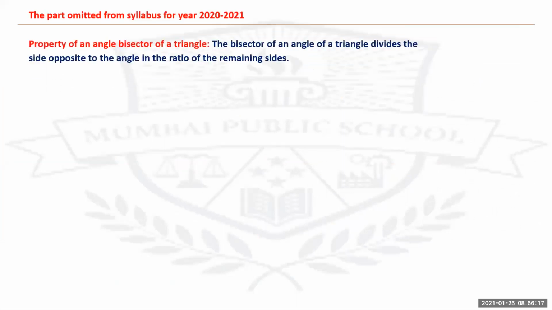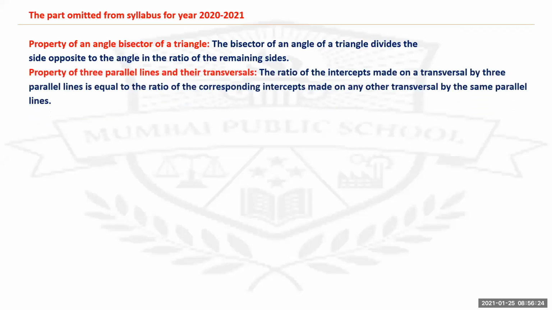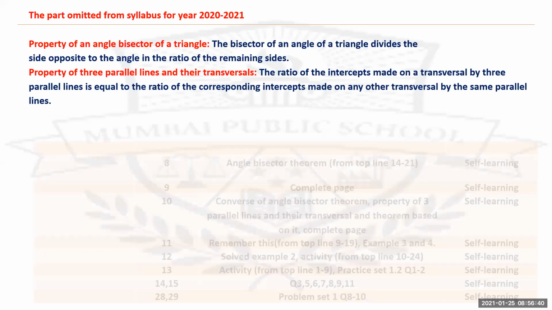So again, property of angle bisector of triangle from similarity is not there in your syllabus. Followed with property of three parallel lines and their transversals. So whatever questions are based on these two topics, you don't have to study them. Understand? You have to just brush up through them, but they will not be asked for evaluation in your paper.